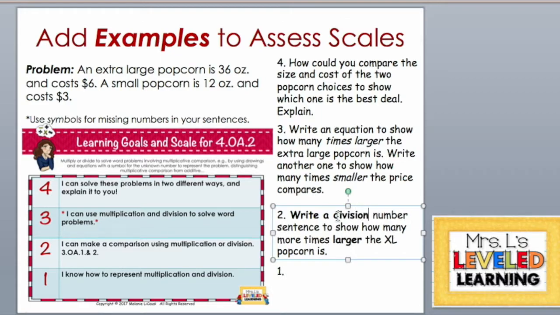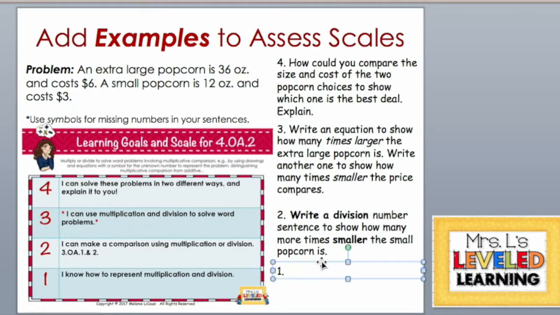Oops, I'm typing again. A division number sentence to show how many times smaller the small popcorn is. Okay, it's kind of tough when I'm using smaller two different ways, but you could see where they're going with it. Do you notice how I'm being more specific with the language? I'm telling them exactly what to do here, and I'm basically giving them the connection. Division goes with smaller, multiplication goes with larger. I decided not to do that for my 3s because I know they're already going to get it really quickly.